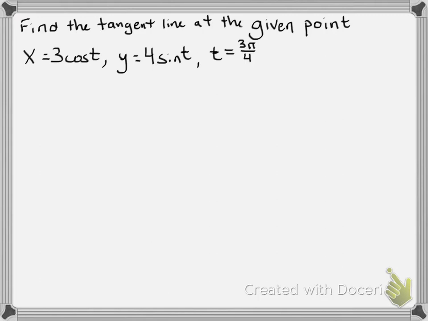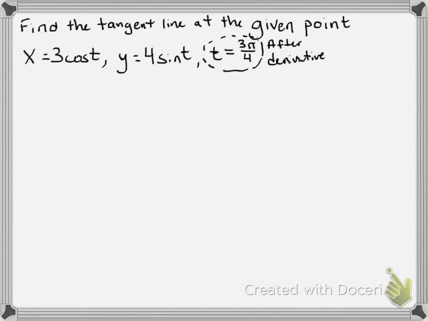Now that t value, 3 pi over 4, we're going to put that on hold. That is going to work after the derivative. We're not going to deal with it until we find dy dx. Then we will deal with that. But until then, it's just going to sit there.